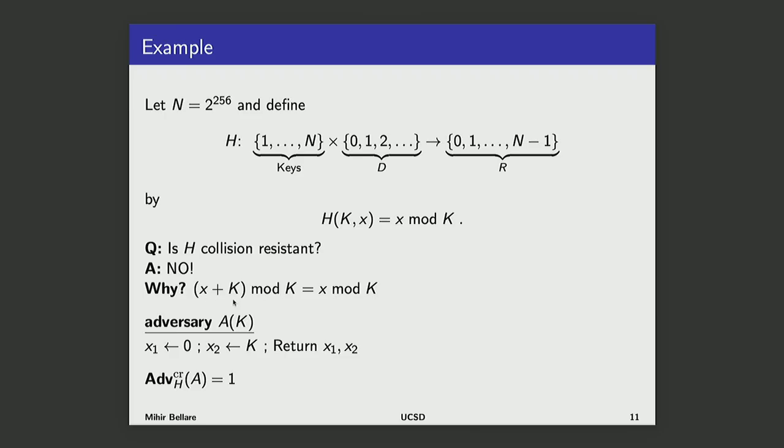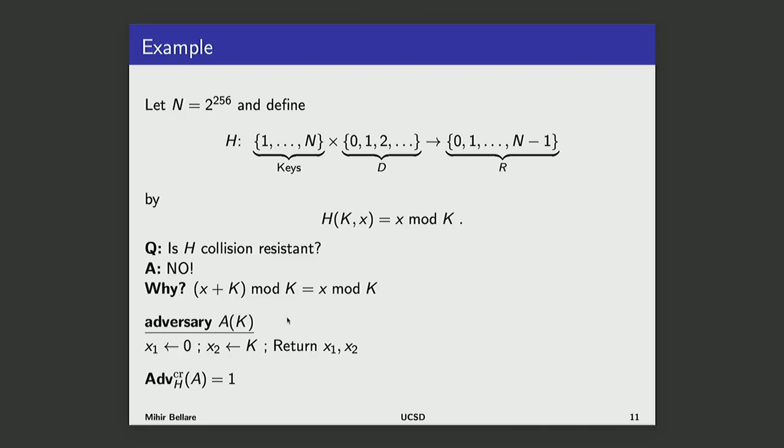Because if you add k to x here, well, when you do a mod k, nothing changes. And so that gives us exactly the adversary that he presented. So you set, say, one input to 0 and the other one to k. And 0 mod k is 0, k mod k is 0. And so you return this as a collision.